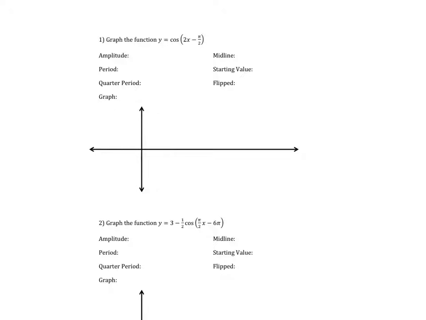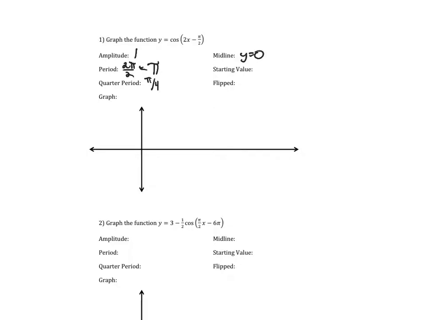In terms of analyzing the cosine graph, it's going to be the same as the sine graph. So the amplitude, there's an invisible 1 in front. The amplitude is 1. The period is going to be 2 pi over b, which in this case is 2 pi over 2, which is pi, which means the quarter period is pi over 4. The midline, there is no vertical shift, so it's going to be y equals 0.